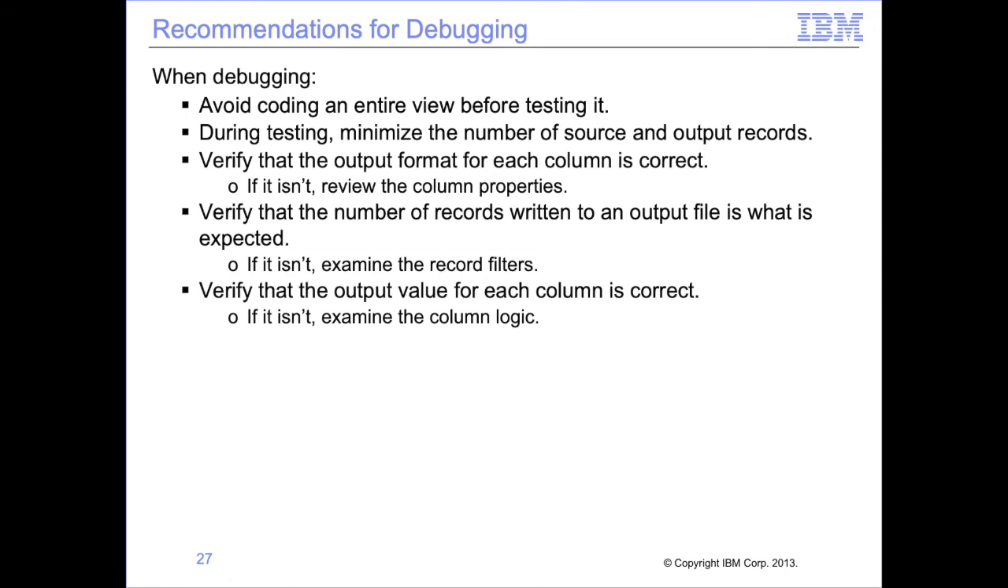Verify that the output format for each column is correct. If it isn't, review the column properties. Check to make sure that the number of records written is what you expected. If it isn't, check the record filters to verify that the logic is correct. Finally, verify that the output value for each column is correct. If it isn't, examine the column logic.